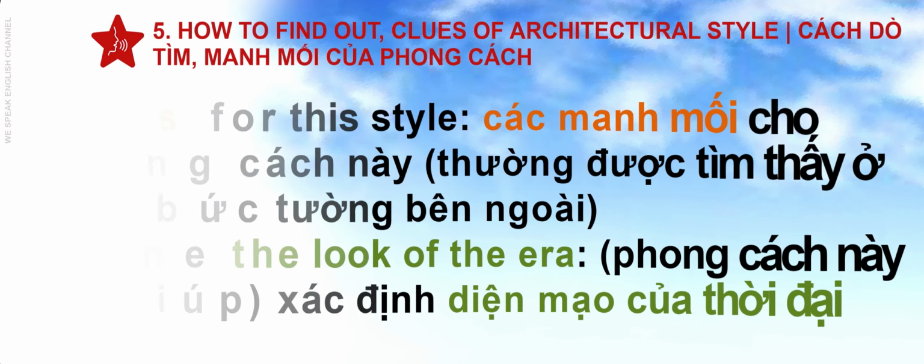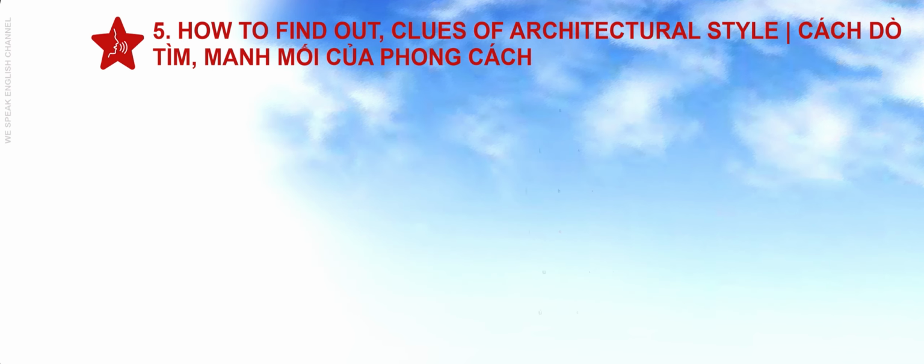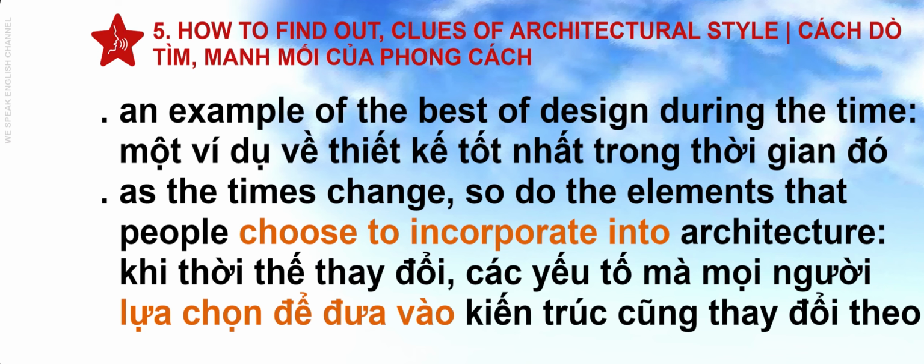Five. How to find out. Clues of architectural style. Clues for this style. Define the look of the era. An example of the best of design during the time.